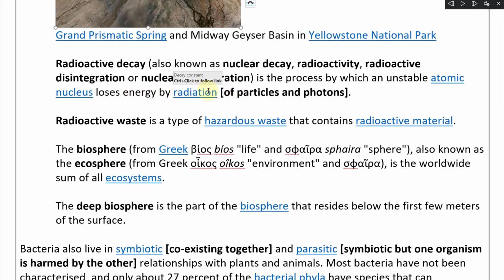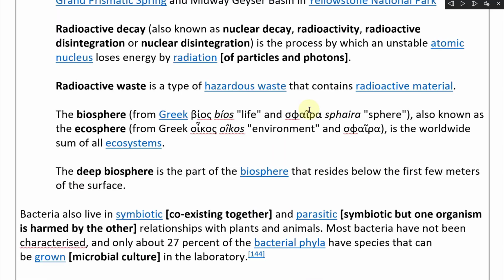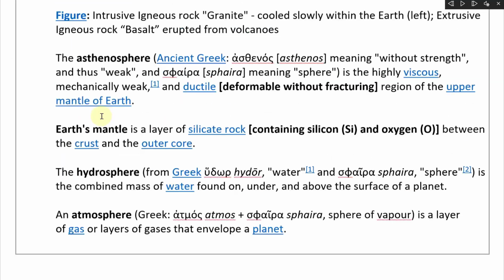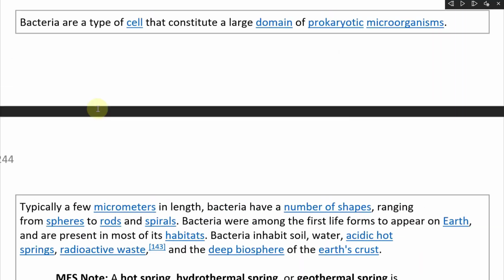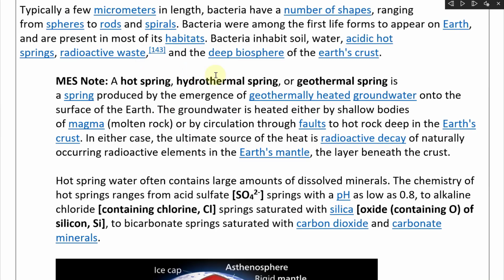And radioactive waste is a type of hazardous waste that contains radioactive material. So the biosphere, from Greek bios, meaning life, is also known as the ecosphere, from the Greek meaning environment, and is the worldwide sum of all ecosystems. The reason I'm going over the biosphere is that it's been quite a while getting past all these side notes.